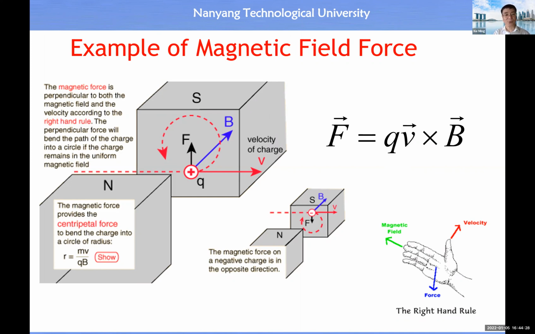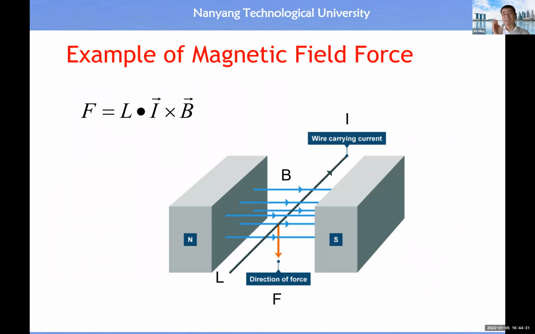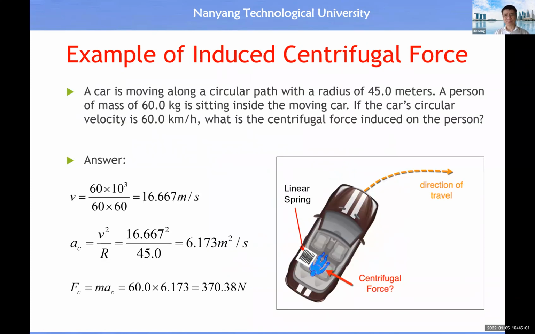It is quite straightforward. If we restrict the charges inside a conductor so they cannot exit it, then the entire conductor will experience an electromagnetic force. This force is proportional to the length inside the magnetic field, proportional to the current which flows inside the conductor, and proportional to the density of the magnetic field. So this is a quite straightforward equation.